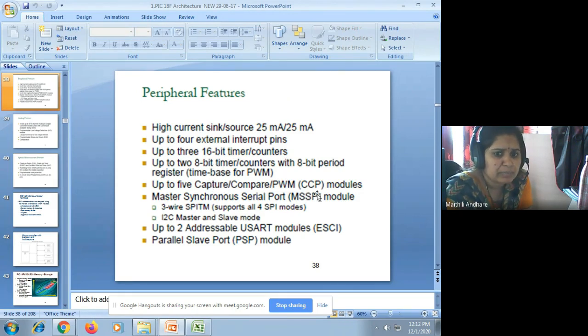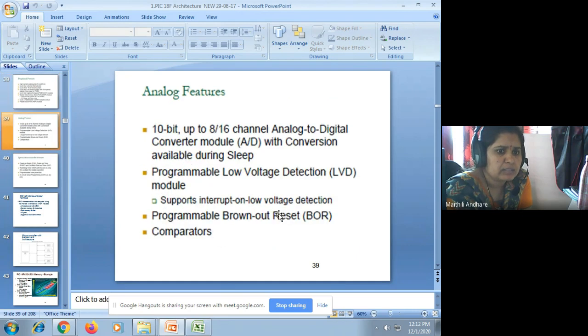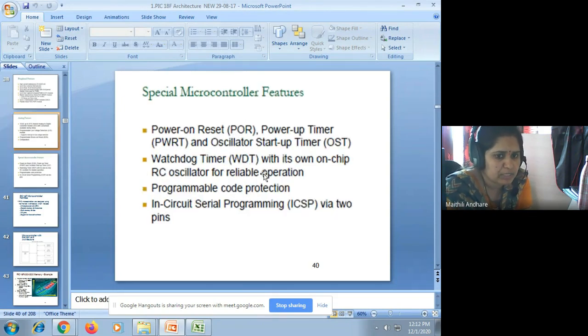Then the MSSP module is there. Then the ADC is available on chip, which is not available in the 8051 microcontroller. Some facilities are available for low voltage detection, so LVD and brownout reset are available. We will see all these features again in detail one by one. But right now you should know what the PIC microcontroller consists of on chip and how it is different from the 8051 microcontroller. Then power on reset is available.